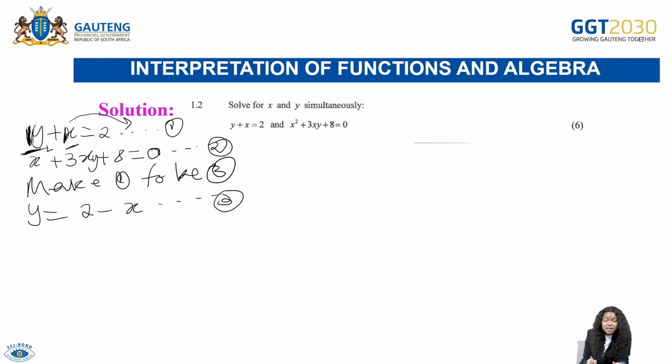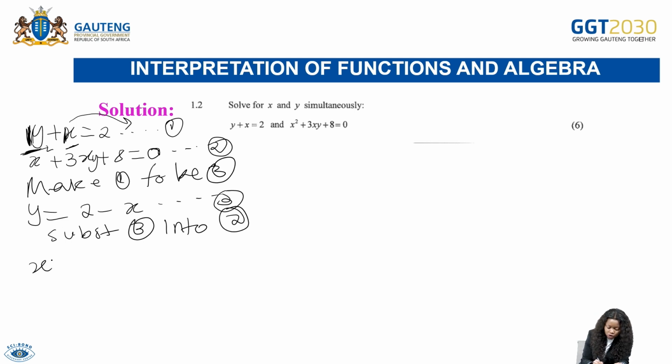From there, I need to take equation 3 and substitute it in equation 2. Why am I not substituting in equation 1? Because I've already used equation 1 to make equation 3. Are we together? So you can't take equation 3 and substitute it in equation 1 again. So you say substitute equation 3 into equation 2.